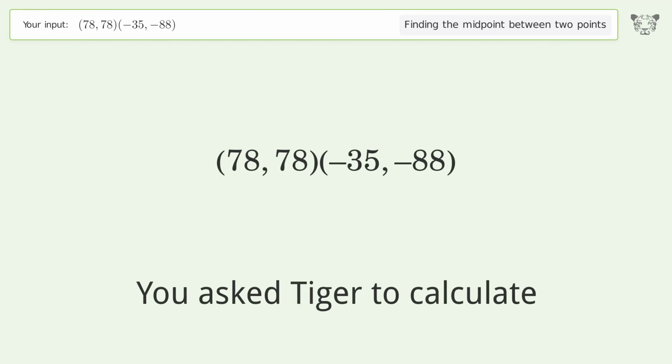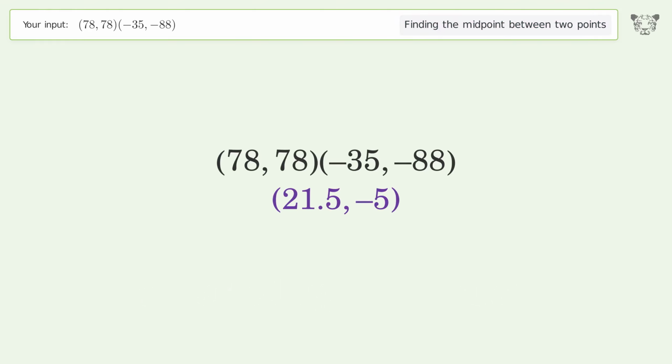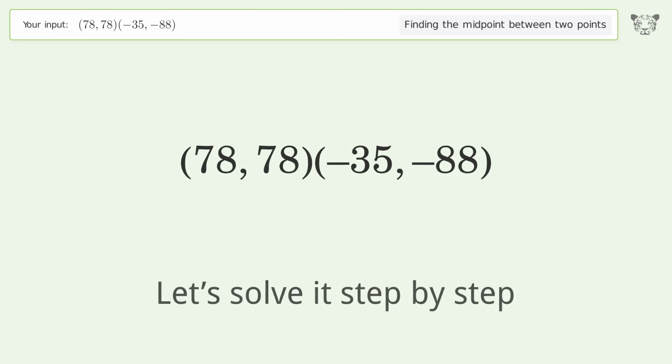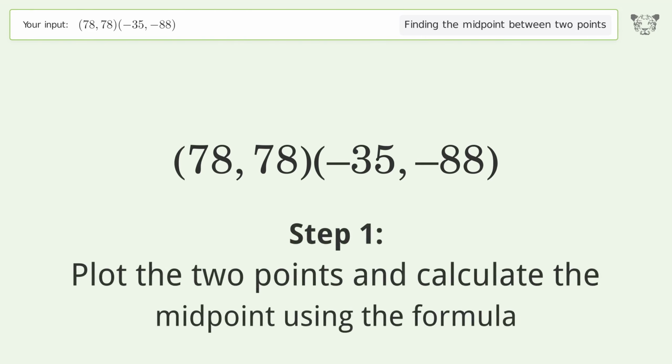You ask Tiger to calculate. This deals with finding the midpoint between 2 points. The midpoint between the 2 points is 21.5, -5. Let's solve it step by step. Plot the 2 points and calculate the midpoint using the formula.